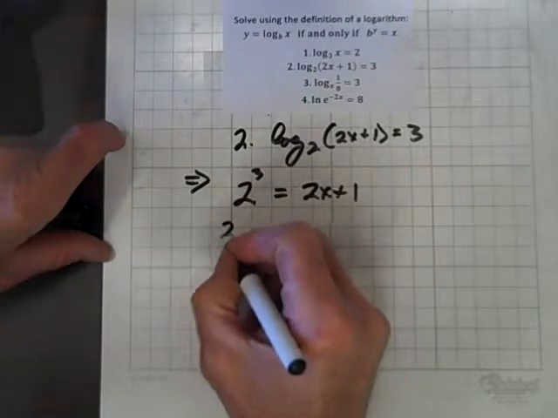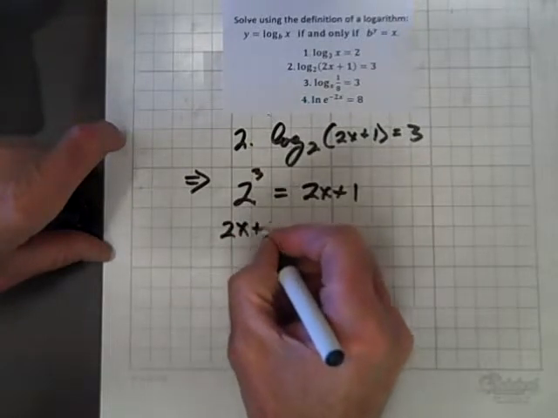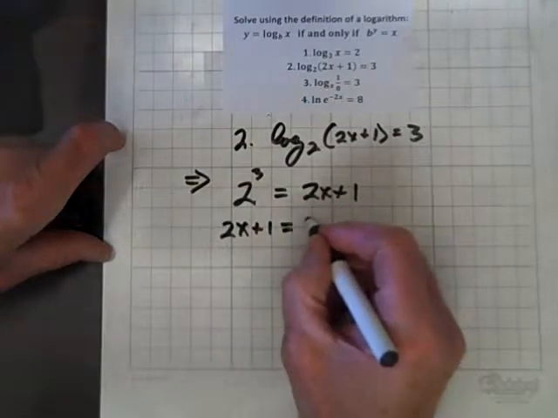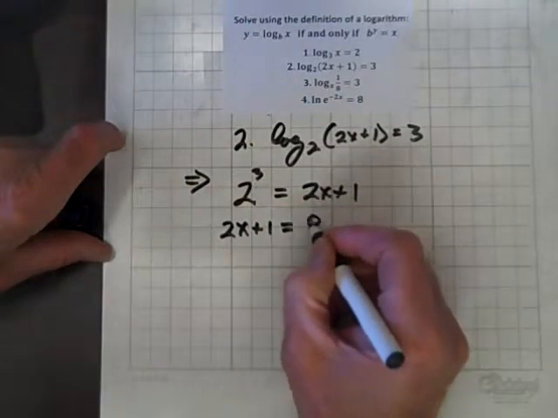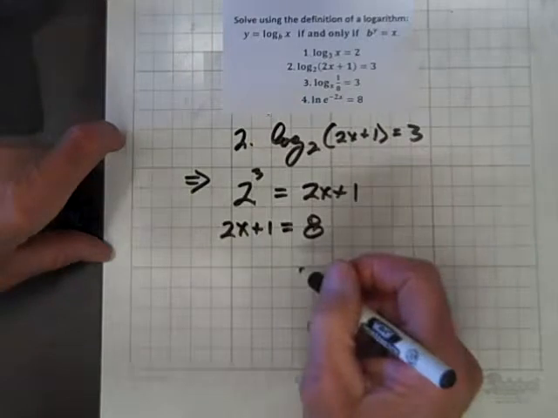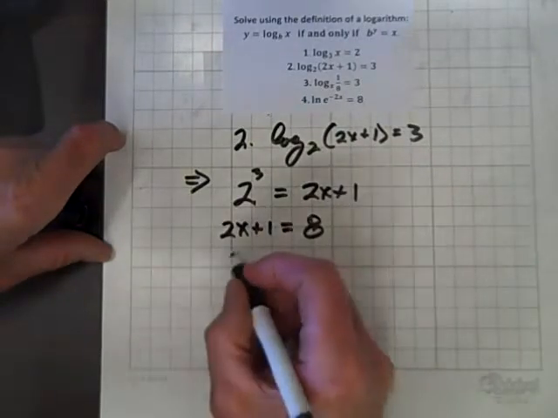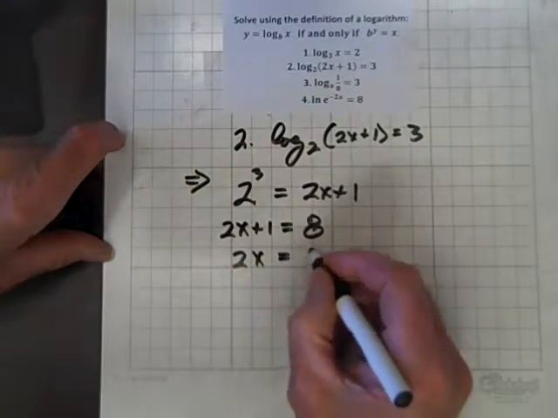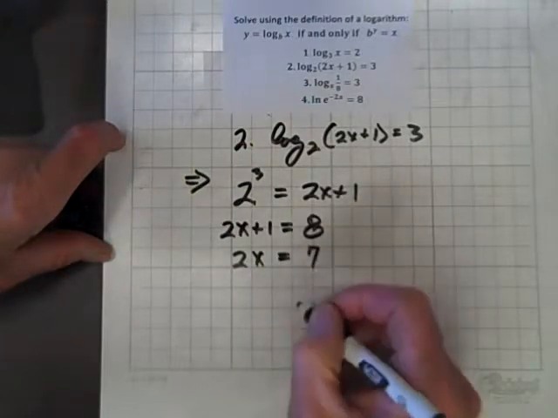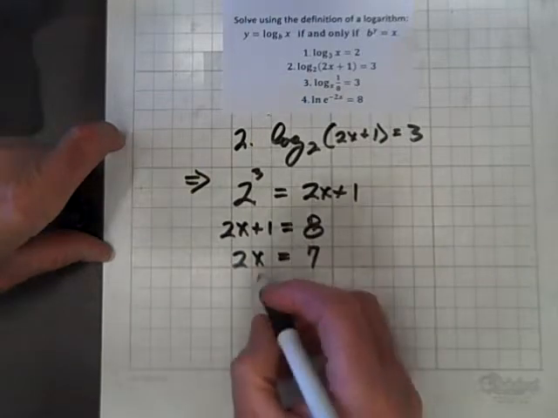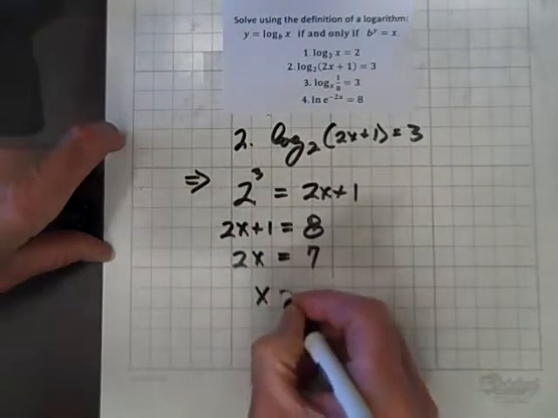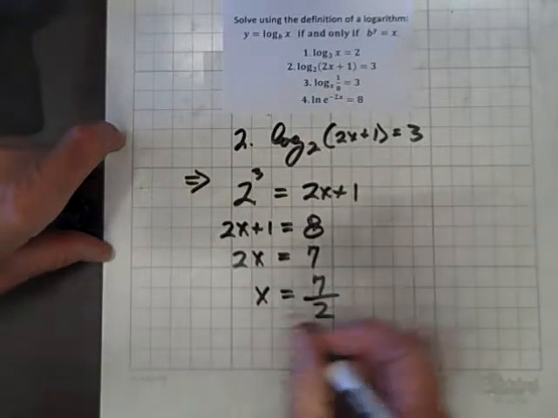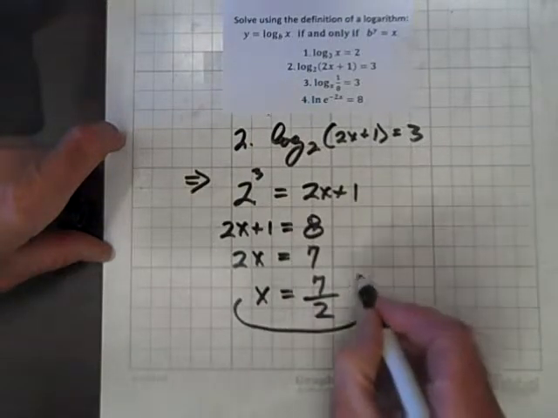Well, 2x plus 1 equals, and if you cube 2, you get an 8. 2 cubed is 8. Now we'll subtract 1 from both sides, so we have 2x equals 8 minus 1 is 7. Now we'll divide both sides by 2, so x equals 7 over 2, and we have it.